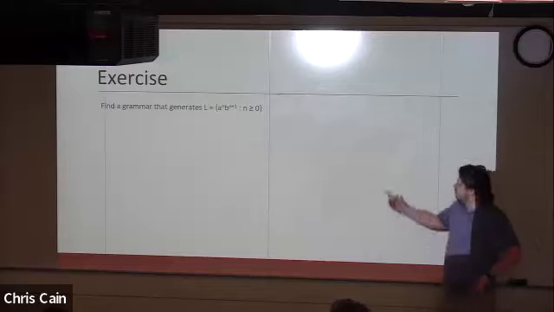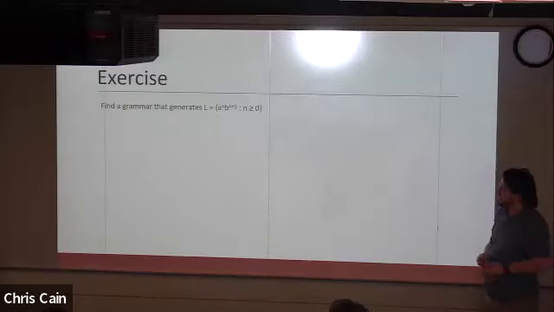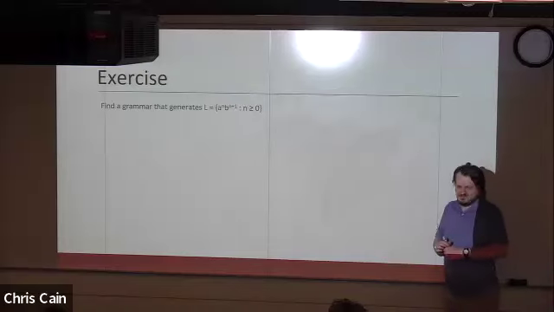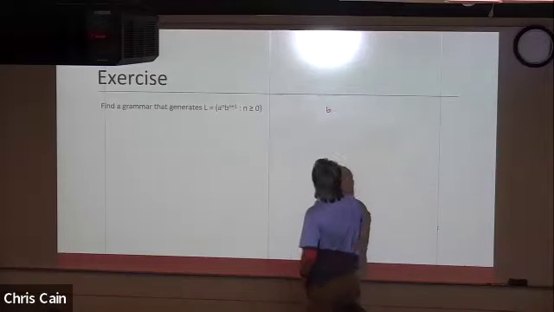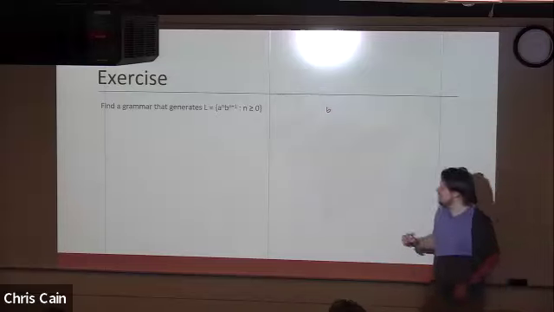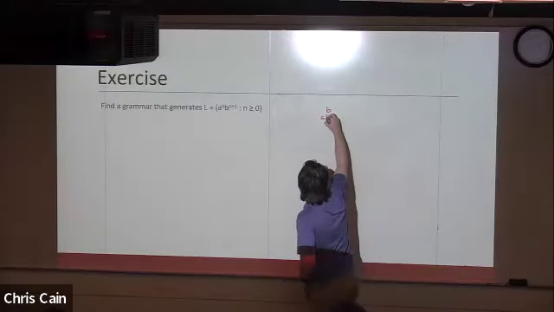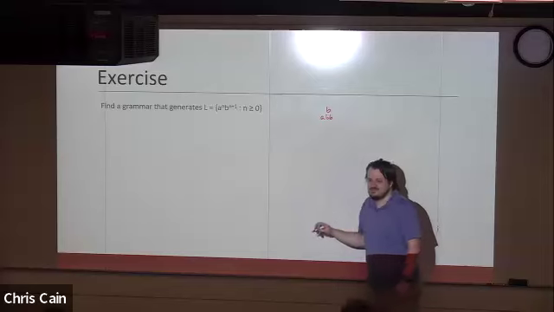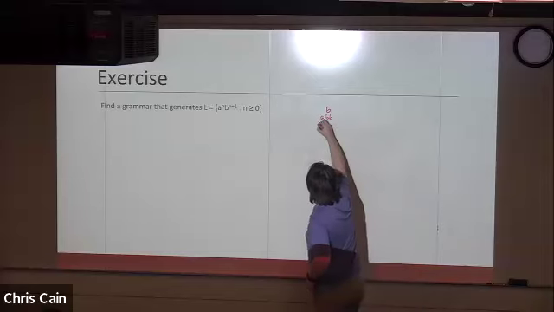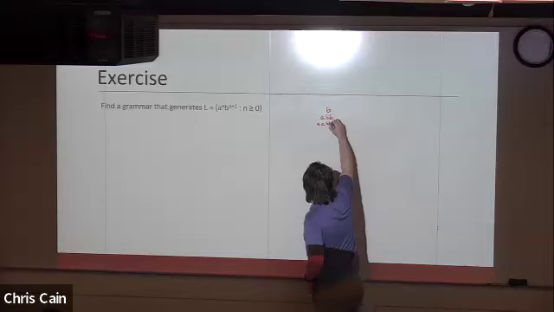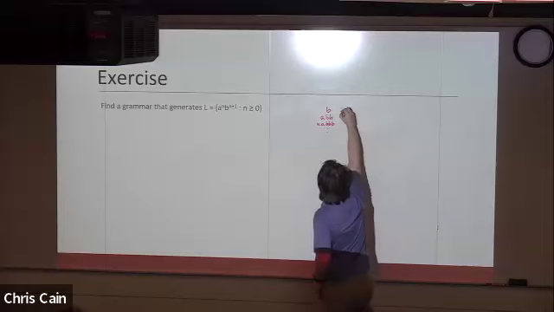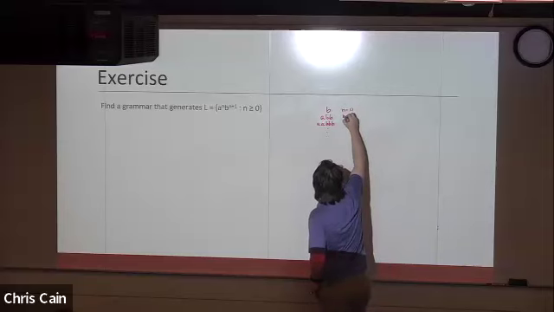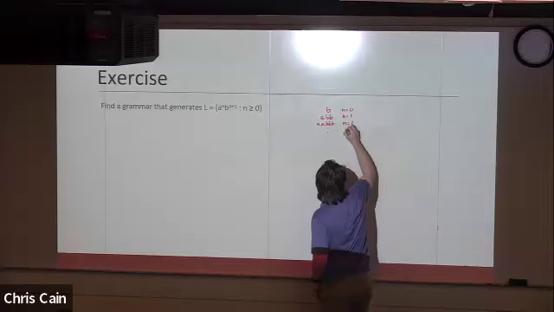So maybe let's start with, what are some sentences in this language? Yeah. B by itself. Sure. What else? ABB. What else? AABBB. This pattern will continue. So this is n equals 0. This is n equals 1. This is n equals 2.